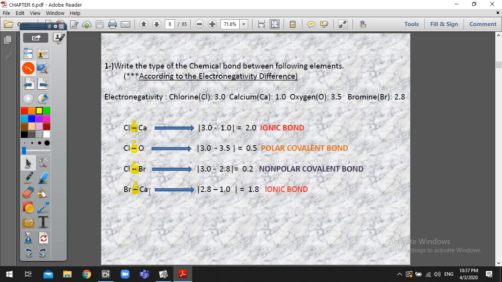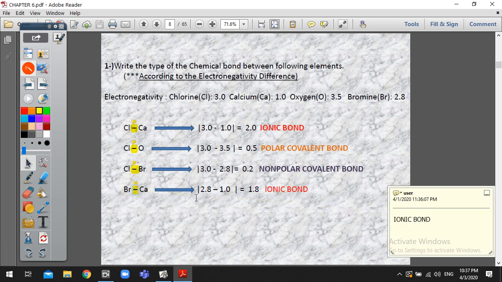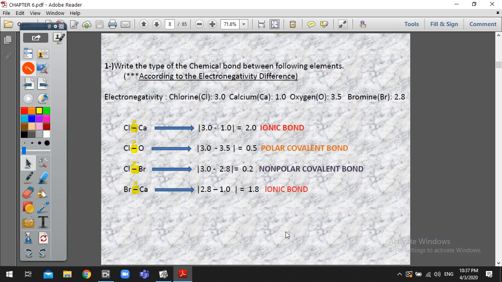What about bromine and calcium? Here, bromine is 2.8 and calcium 1.0. It's also bigger than 1.7. We can say it's an ionic bond because between bromine and calcium, the difference is 1.8, bigger than that one.